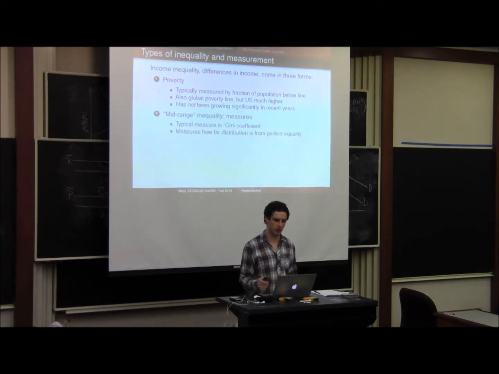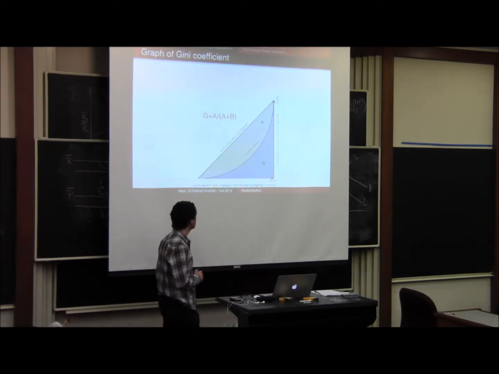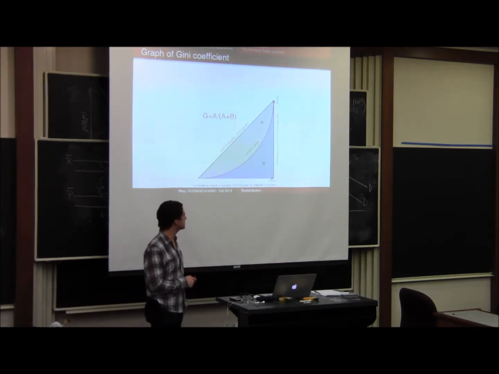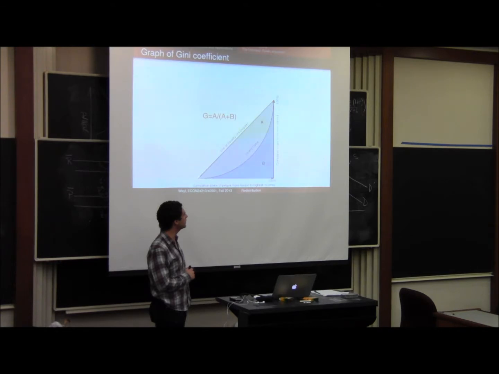Mid-range inequality is measured usually by the Gini coefficient, which, for those of you who haven't seen it before, we construct something called the Lorenz curve, which says if you're at this percentile of the income distribution, what percent of total national income do people below you have? So at the 50th percentile, maybe only 20% of the income is held by those people. At the 70th percentile, maybe only 40% of the income is held by those people, and so forth. If this were exactly a 45-degree line, then you would have total equality, right? Because 50% of the people would hold 50% of the wealth, etc.